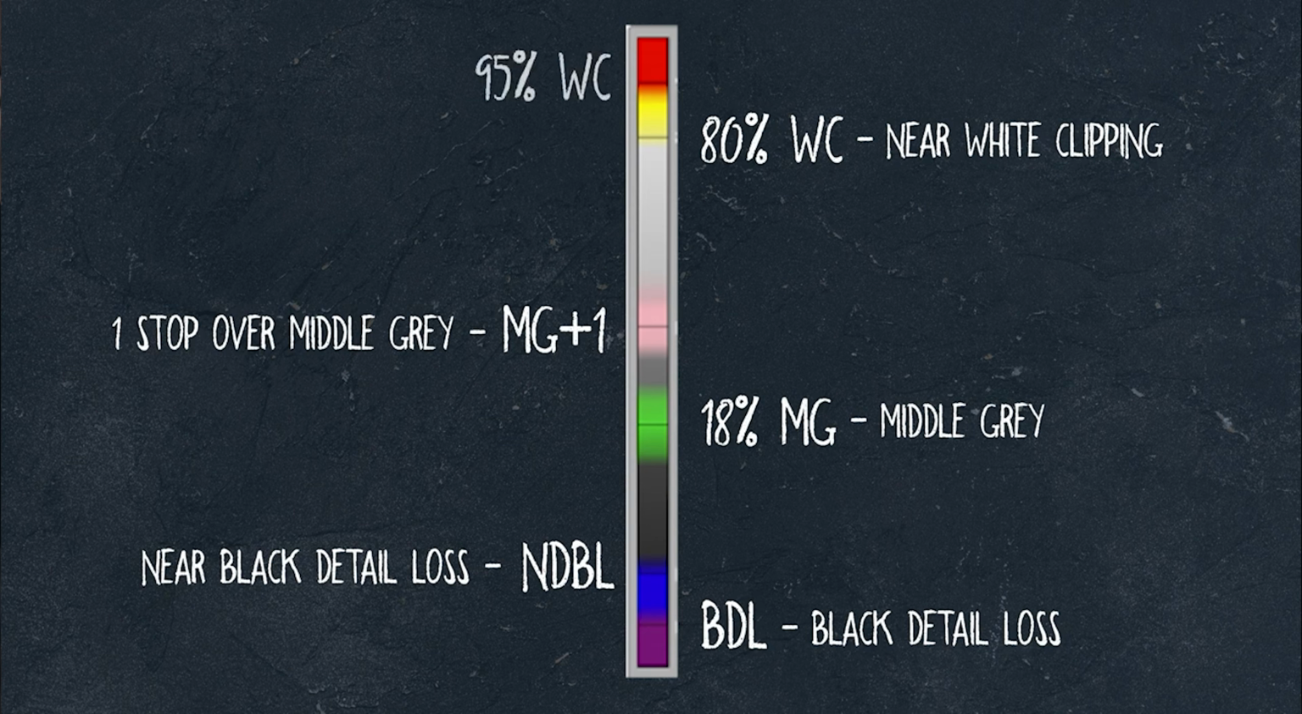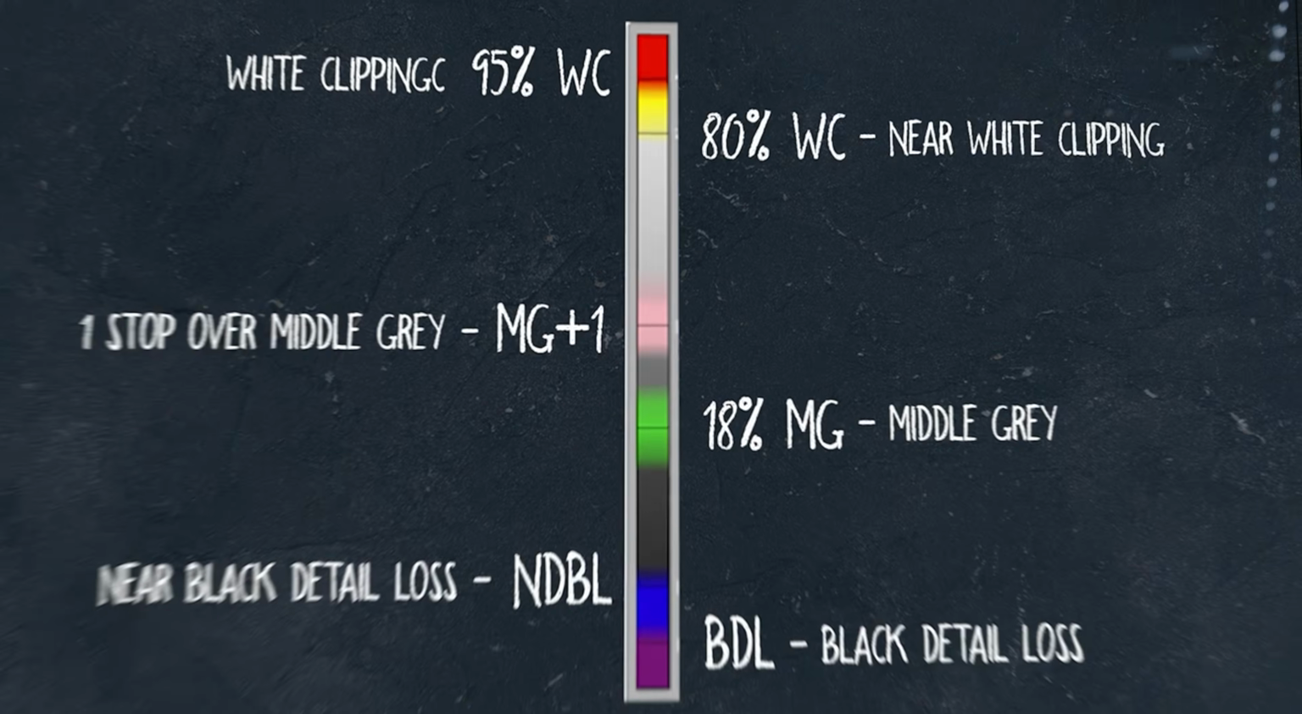95% WC is white clipping. This is represented by red and is letting you know that you're pretty much blowing out and losing all the details in your image. We have covered this in other videos where I've talked about it more extensively, so be sure to check that out in the link below.